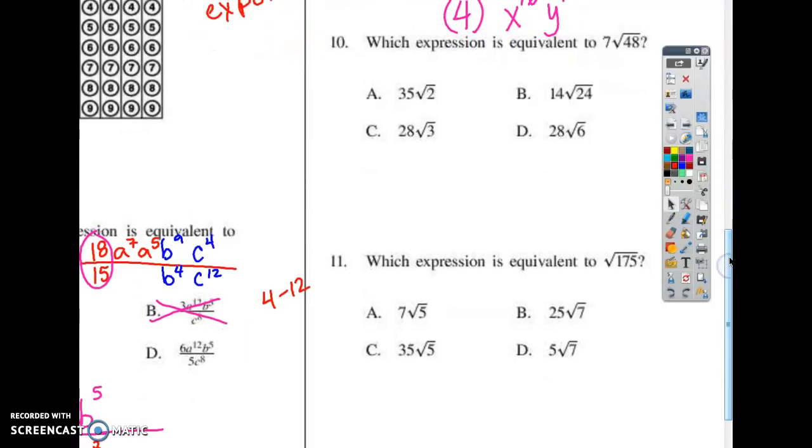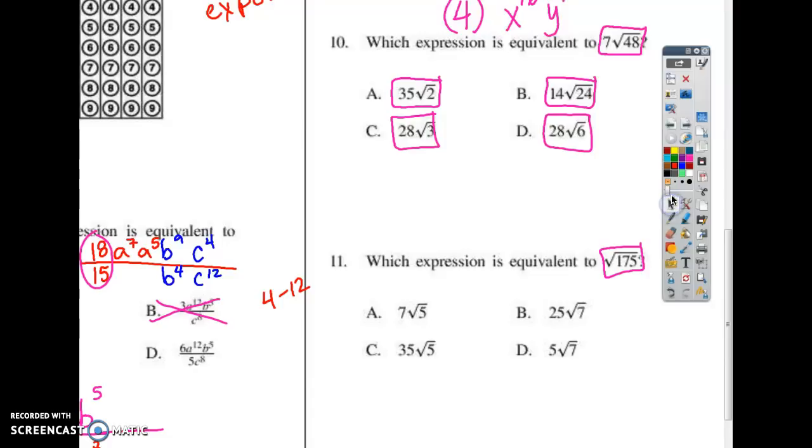Okay, these are new, but these are super, super easy. What do you think we're going to do with this one? You put it in the calculator, right? See what it gives you. And then you put the answers in the calculator and see what they give you. And the one that matches is the answer. So put this in the calculator, put the answers in the calculator, and see which one gives you the same thing. And that will be the answer.